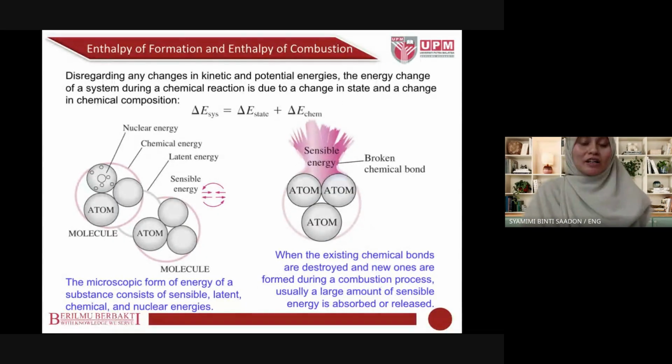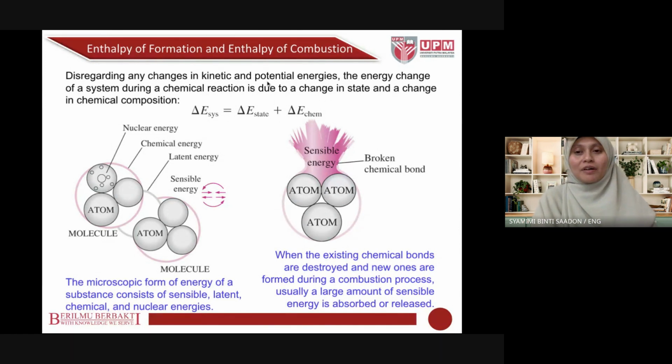Okay, so if we neglect the kinetic and potential energy in our energy balance of the combustion process or chemical reaction, what we have is only the change of energy regarding the chemical reaction. Okay, so this is the energy balance applied during the combustion process. So we neglect the potential and kinetic energy.